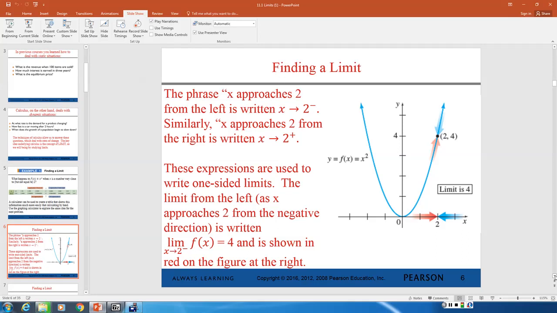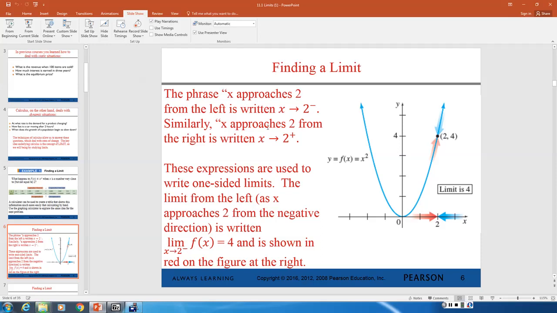So the phrase x approaches 2 from the left in the language of calculus is written as x with an arrow showing that it's going to the number 2, and then the little negative sign up there like an exponent means it's approaching 2 from the left of 2. And what we're seeing happen here, this is a graph of that function, and if x approaches 2 from the left, that means it approaches from numbers less than 2. So associate left with less than.